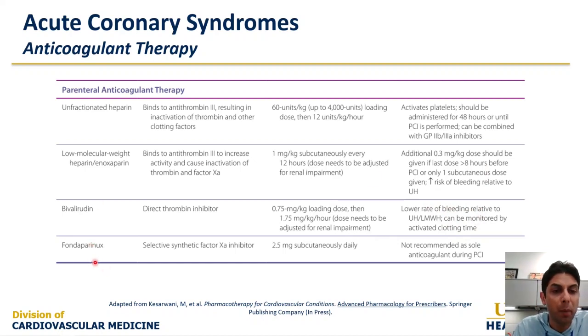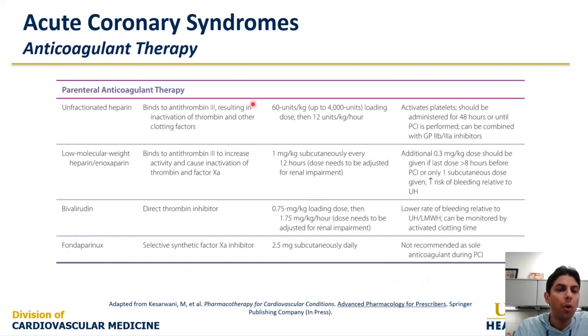And last but not least, we have fondaparinux, which is a selective synthetic factor 10A inhibitor, and the dosing is shown here. It's not recommended as a sole anticoagulant during percutaneous coronary intervention for acute coronary syndromes. We really want to make sure we're using agents that also have a factor 2A effect. But that's only relevant for fondaparinux. So if you use fondaparinux, you also want to couple it with agents that have anti-2A effect. But really not so relevant for Step 1, just something I want you to be aware of.